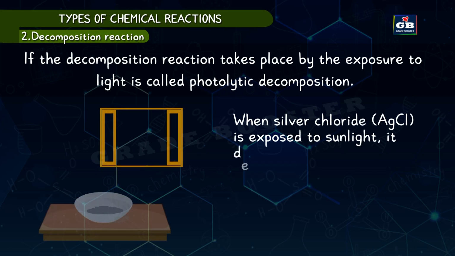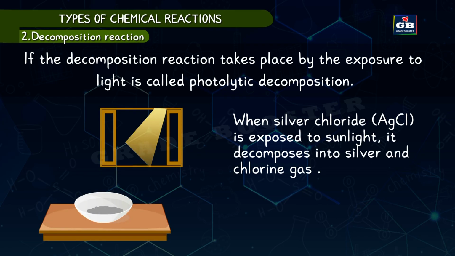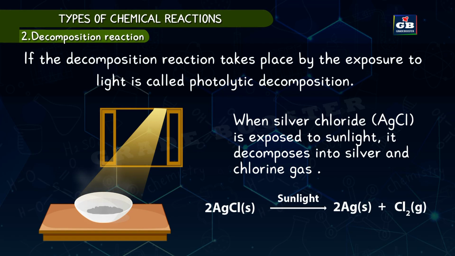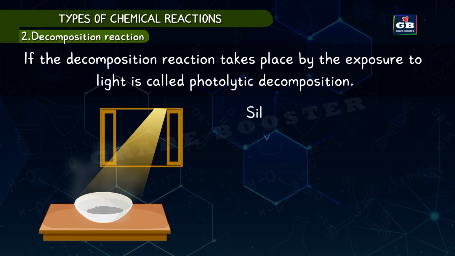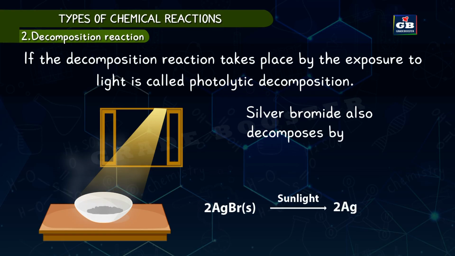When silver chloride is exposed to sunlight, it decomposes into silver and chlorine gas. The chemical equation for this reaction is 2AgCl gives rise to 2Ag plus Cl2. Silver bromide also decomposes by sunlight. 2AgBr gives rise to 2Ag plus Br2 in presence of sunlight.